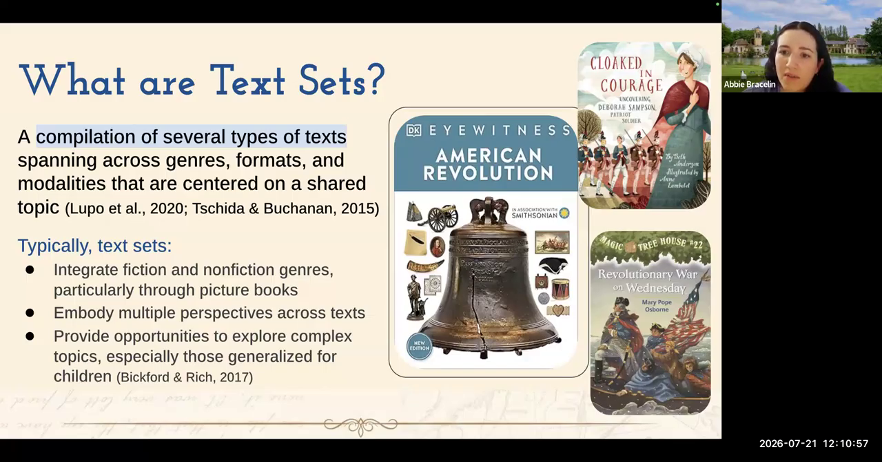Okay, created a text set about flowers and gardens. Oh, I really like that. That's really cool, Bridget. I'd love to hear more about that. Yeah, that's really cool.